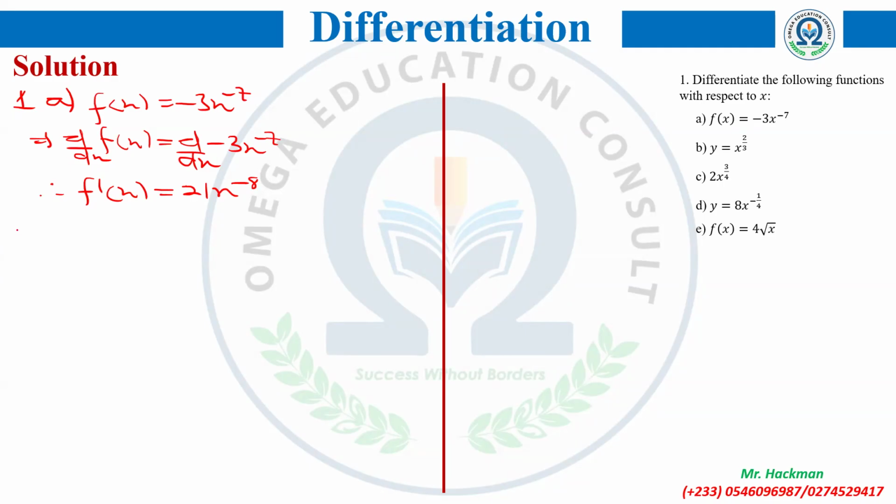Okay, so the next one, what are we supposed to do? We are given y. So look at the presentation. Given y is equal to what? Okay, x to the power 2 on 3. No issues. Your power is not that pretty, but the rule is the same.